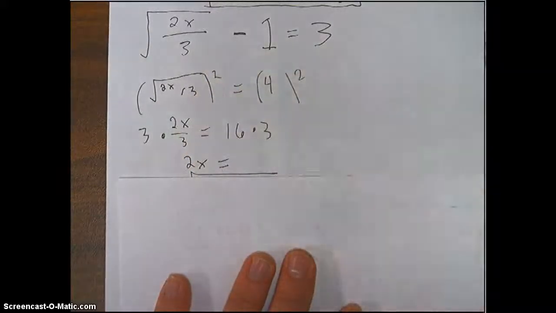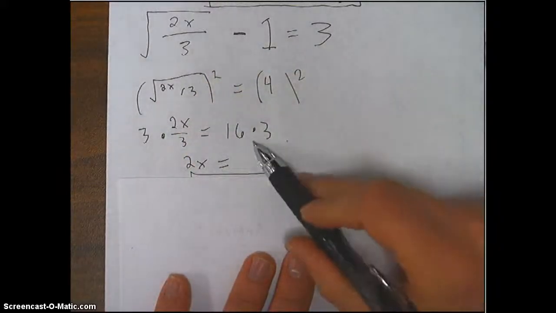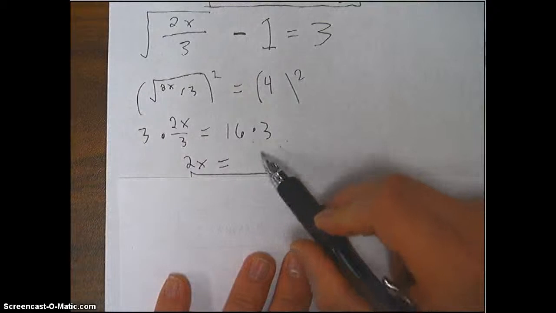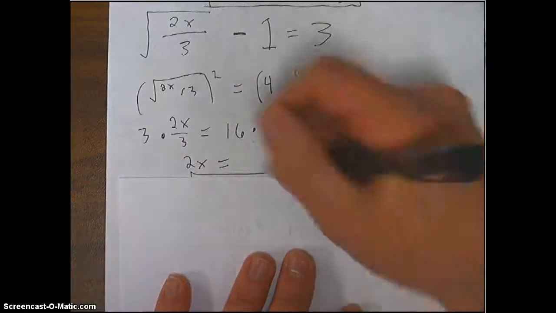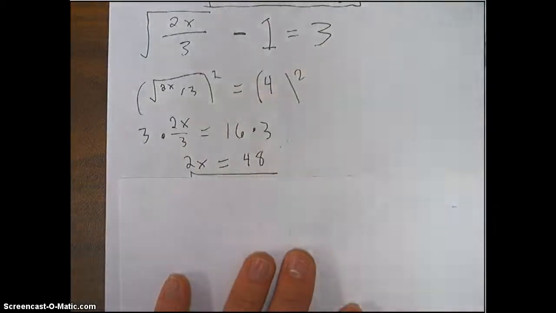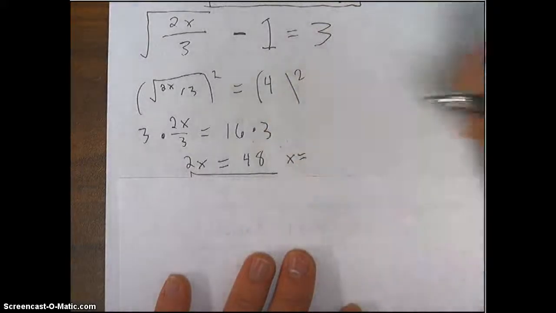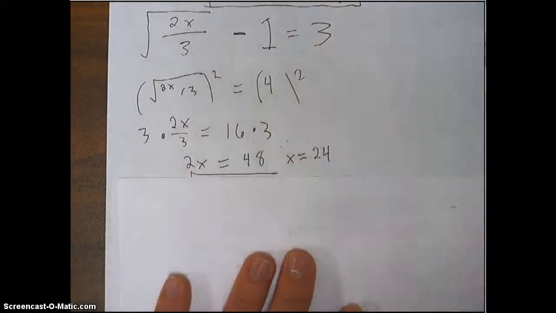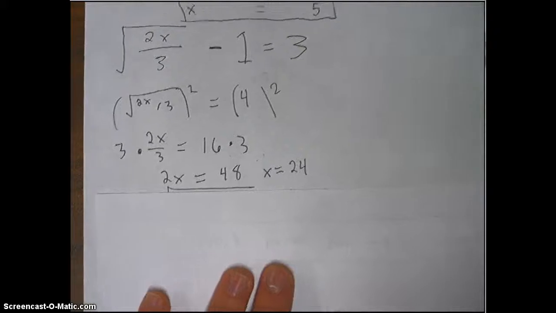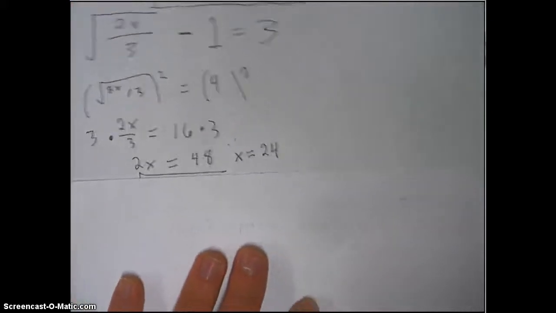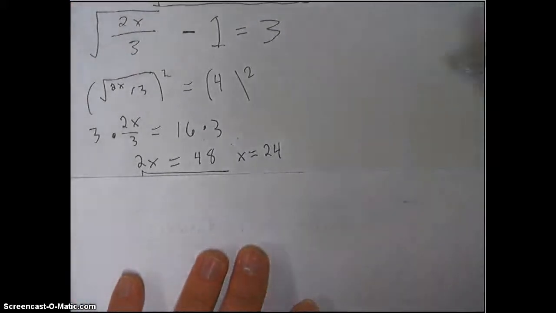And that's going to give us 2x equals 16 times 3. Okay, 16 times 2 is 32 plus another 16, that's 48. And then divide both sides by 2 to get x equals 24. Now before I can be sure that's the right answer, I need to plug it back into the original equation, make sure I get an answer that makes sense.